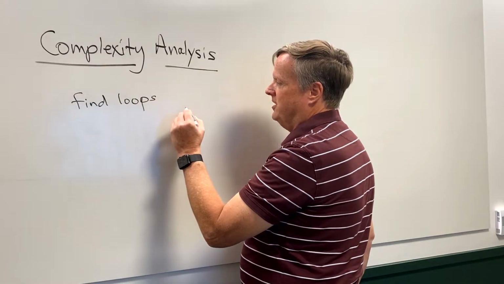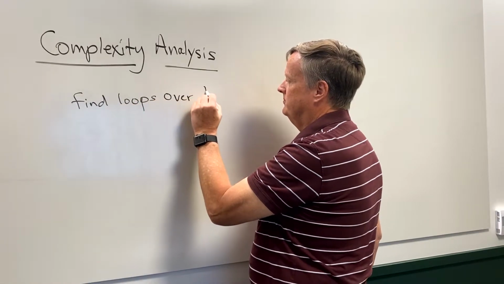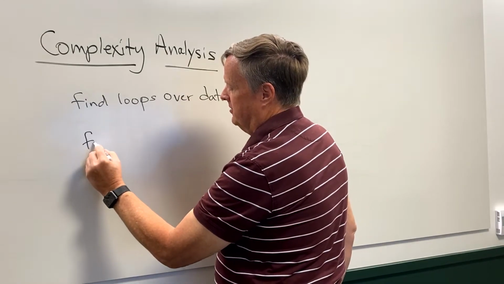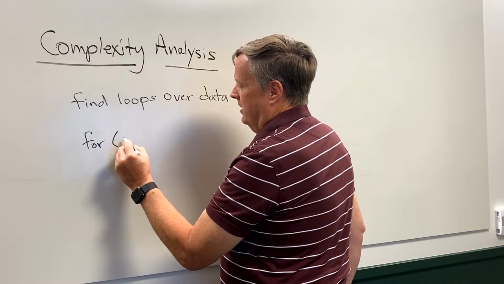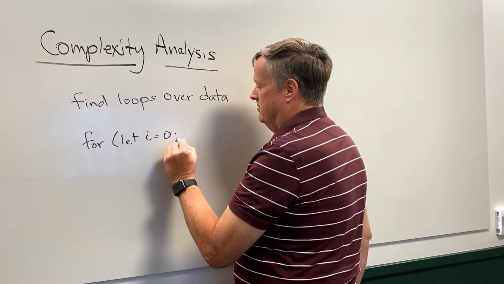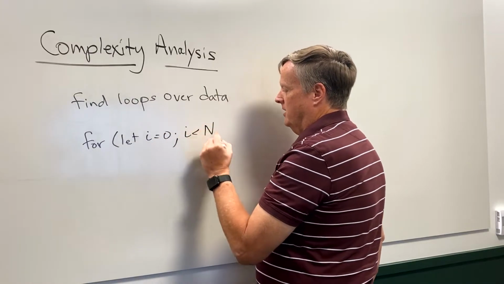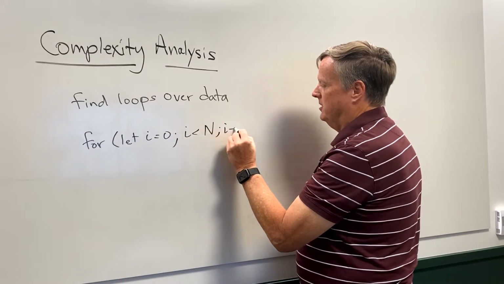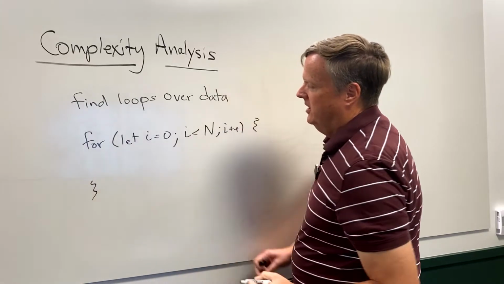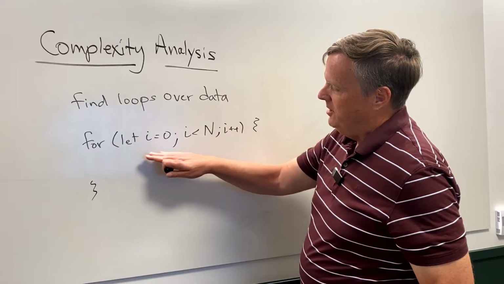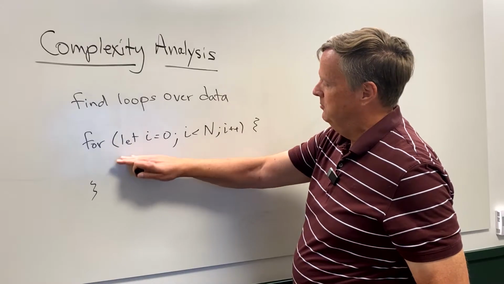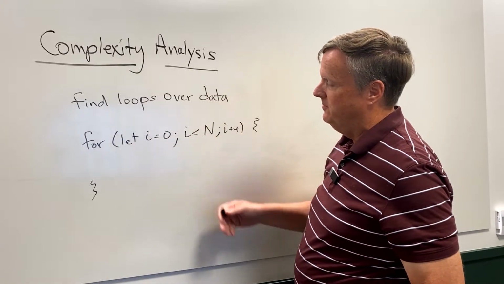Now, the loops, the places where you loop over data. Usually you will see something like a for loop. Let me write this in JavaScript: for (let i = 0; i < n; i++), where n is the amount of data, and so on. There are lots of different ways these loops can happen. It could be a for each, it can be a while loop. So sometimes you have to look carefully to find them.